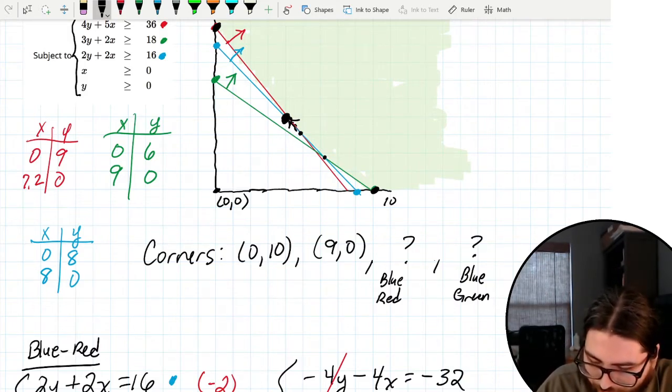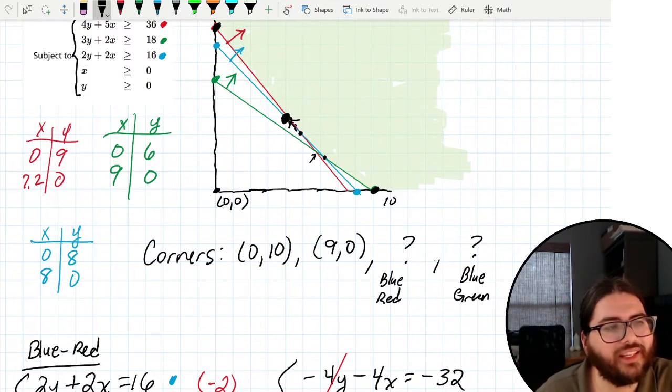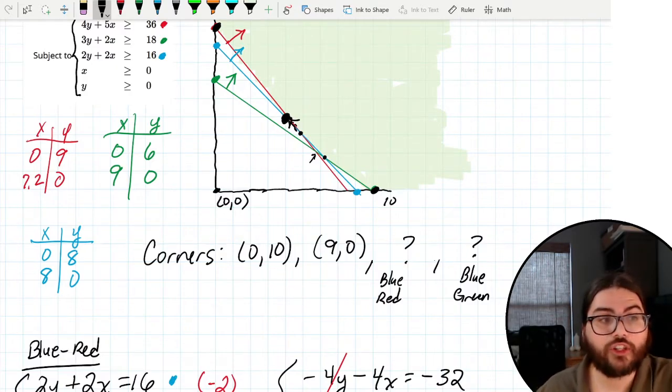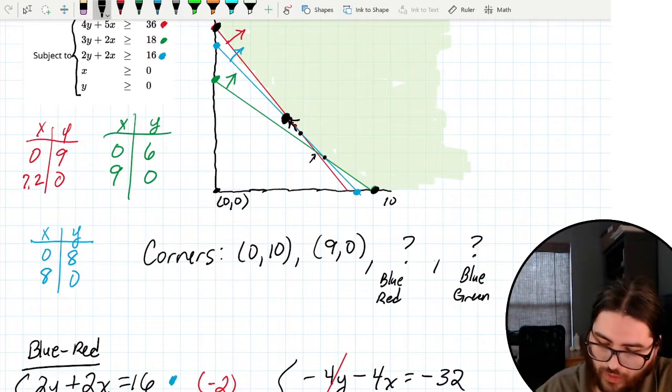I don't think this intersection point, the blue line and the red line and the green line hidden under there, is going to matter. But if you were paranoid and you wanted to find out, you could go and find that intersection point too. So this point is at 4, 4. It is one of my corner points.